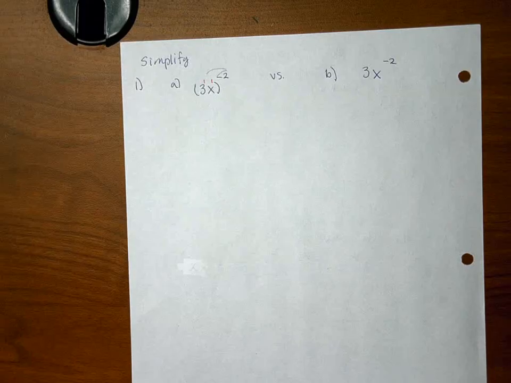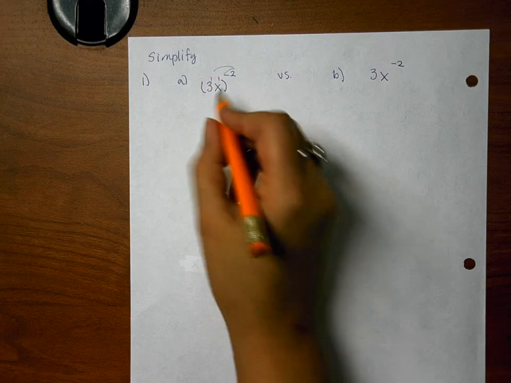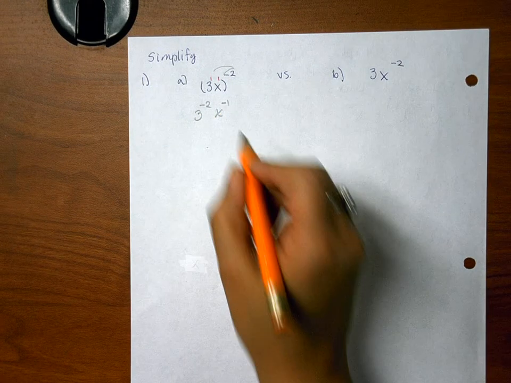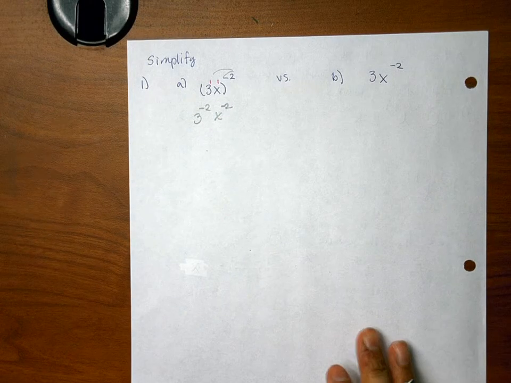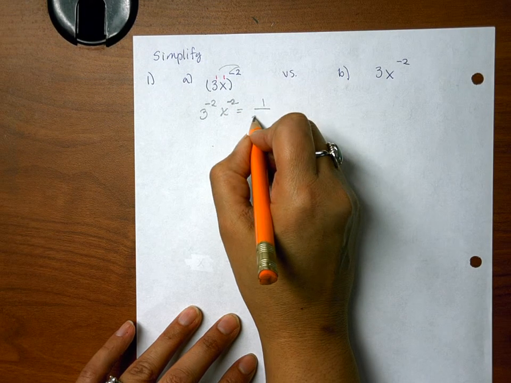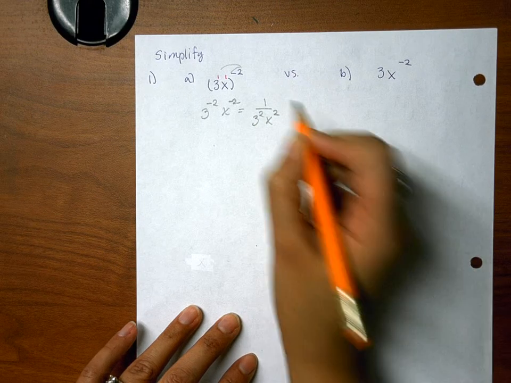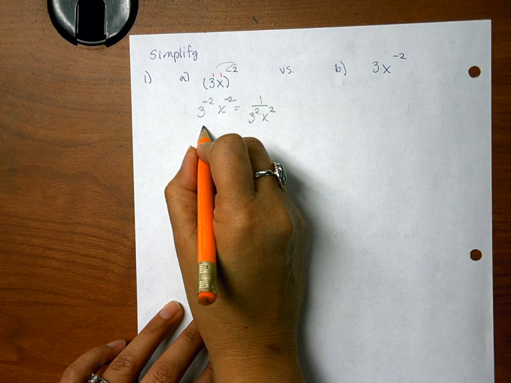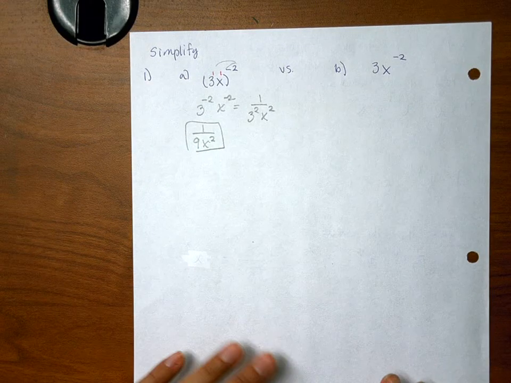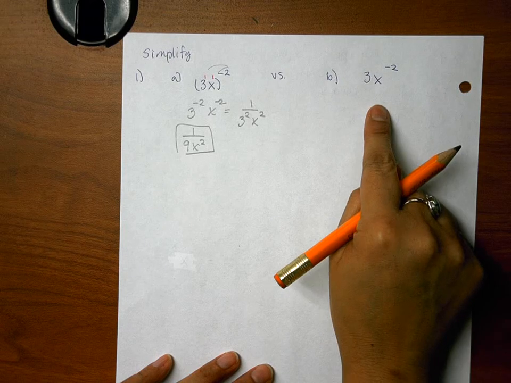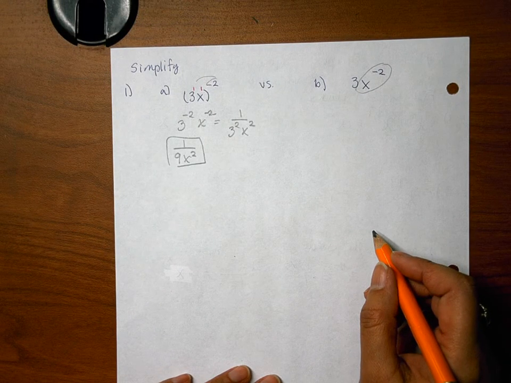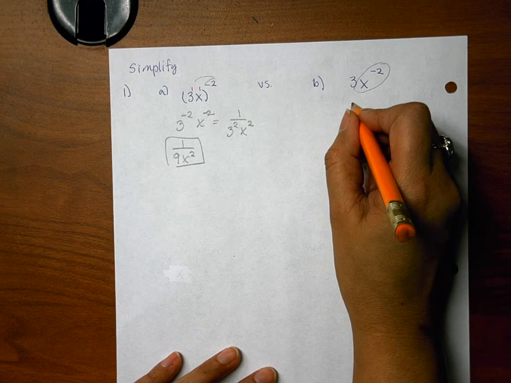What powers are here that we don't see? They both have a power of 1, and I don't do -2 times 3. I do -2 times the power of 1. So it's 3 to the -2nd and x to the -2nd. And they both have negative exponents, so they both move. 1 over 3 squared times x squared. And 3 squared can be simplified, so 1 over 9x squared is the final answer.